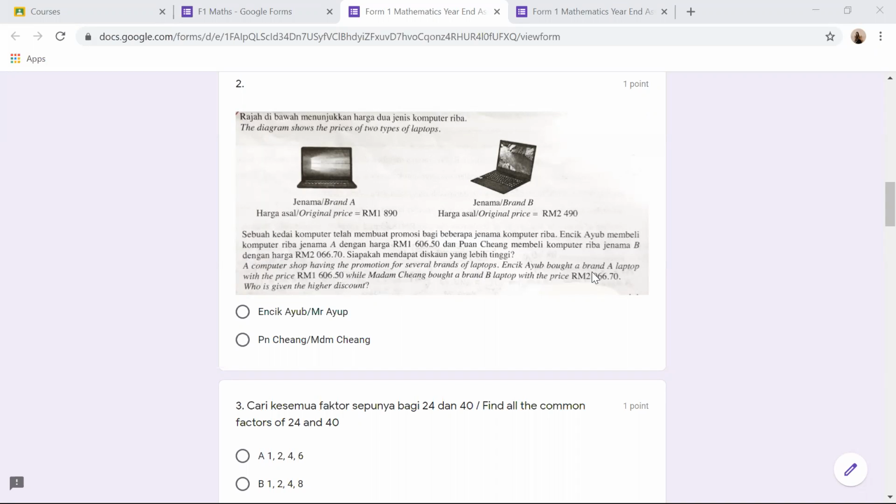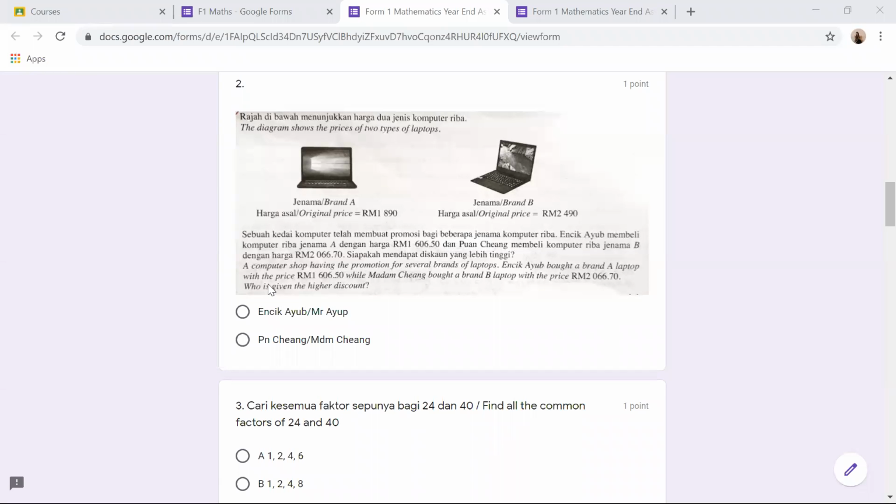Encik Ayub bought a brand A laptop with the price of 1606.50. Madam Chang bought another laptop, brand B, with the price 2066.70. Who is given the higher discount?